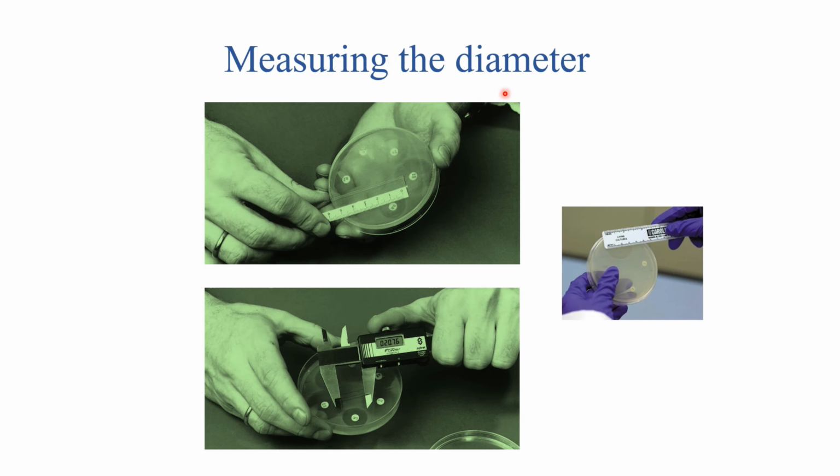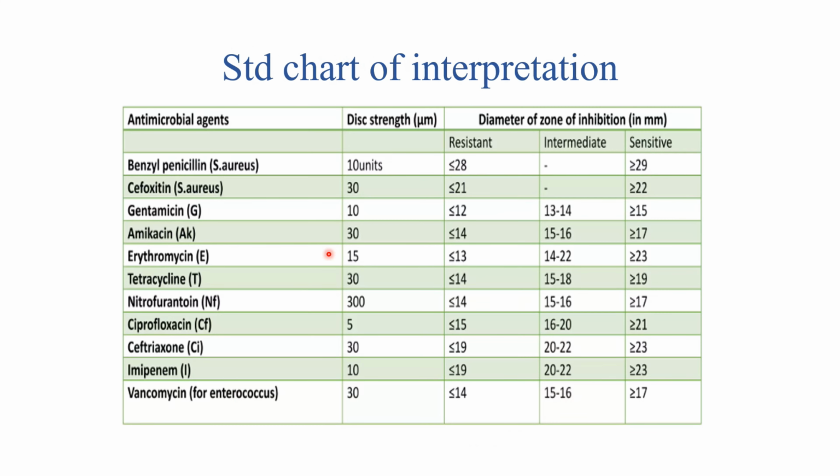Next, measuring the diameter of this zone of inhibition. Here you can see, with the help of a scale, we will measure the zone of inhibition and note it down. The measured zone of inhibition we will compare with the standard chart of interpretation. This is the standard chart. This is the antibiotic drug, this is the disc strength, and this is the diameter of the zone of inhibition, that is resistant, intermediate, or sensitive.